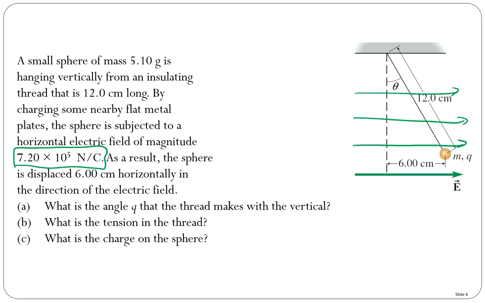So we have everything we need. What side is 6 centimeters? Opposite. What side is 12? Hypotenuse. What trig function relates opposite and hypotenuse? Sine. So I have sine of theta is equal to 6.00 centimeters over 12.0 centimeters, or as David astutely pointed out, 1/2, which means that theta is equal to 30 degrees.